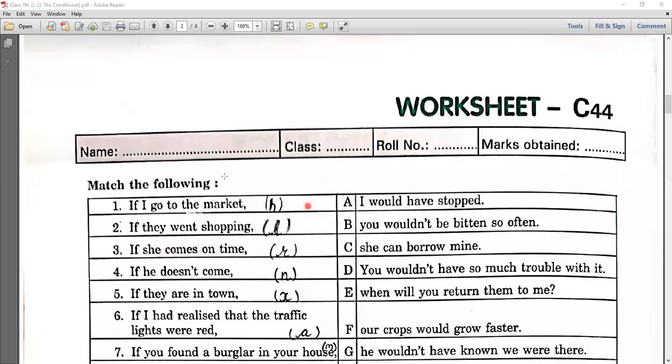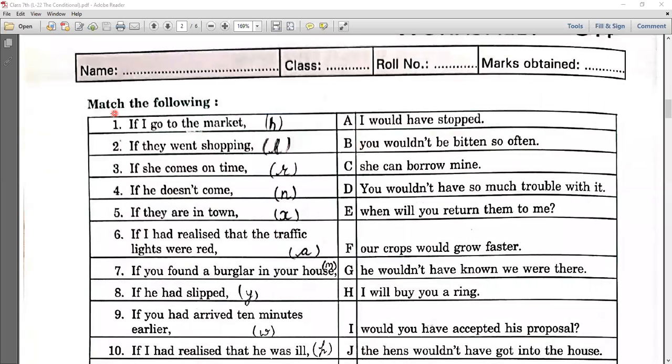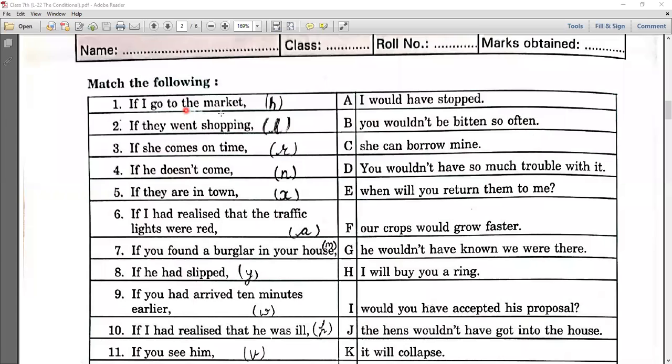Now let's do activity related to these. If I go to the market, now match it. I will buy you a ring. Now everyone listen carefully. If I go, this is a present tense. Okay, if के साथ कौन सा tense चल रहा है हमारा? Simple present tense चल रहा है. So we will apply over here will. Okay, I will buy you a ring and we will apply comma also.